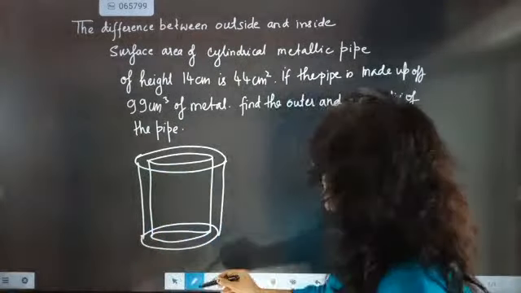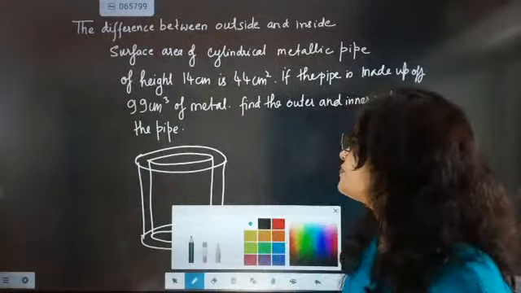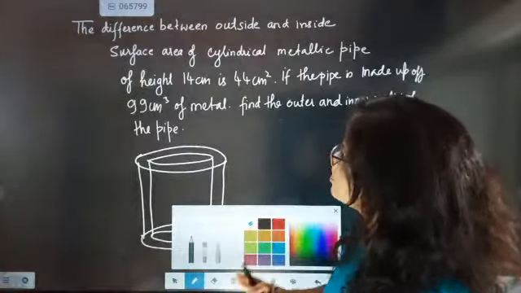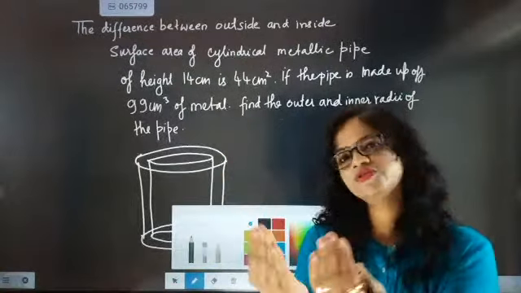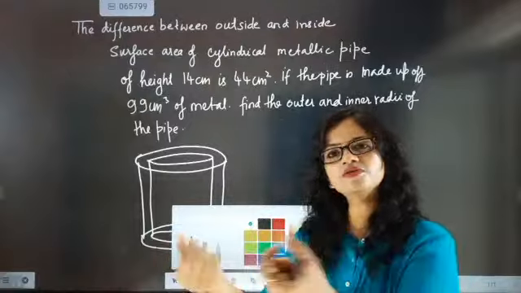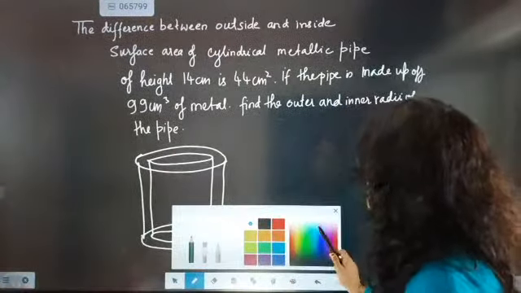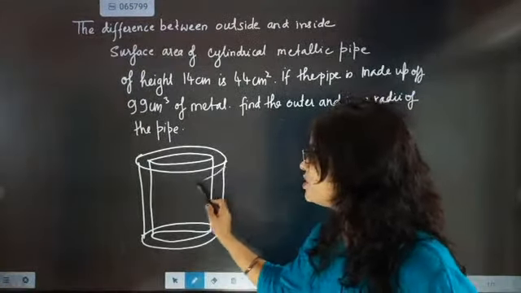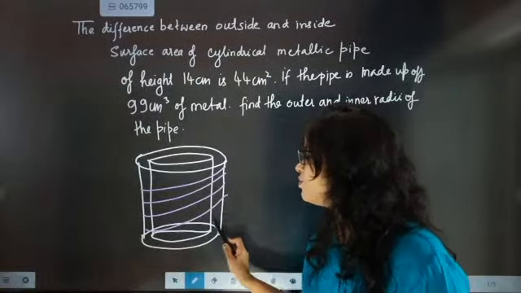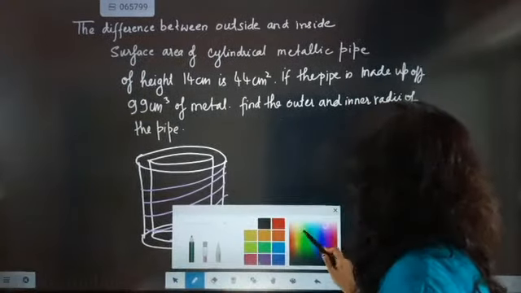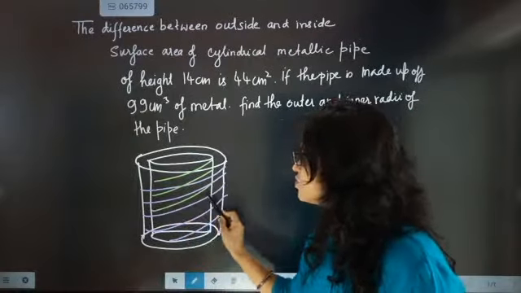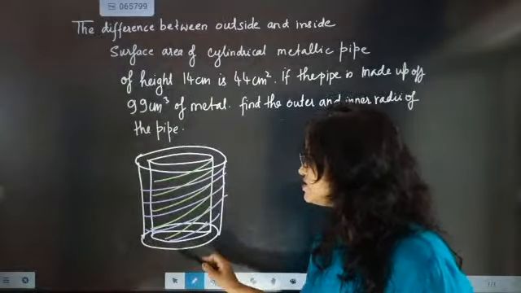So now beta look here. First, what they are informing you is the difference between the inner and the outer. So 100% the outer curved surface area will be more because it is a metallic cylinder. So this is the outer region, and the inner region will be this. So this is the outer and this is the inner region.